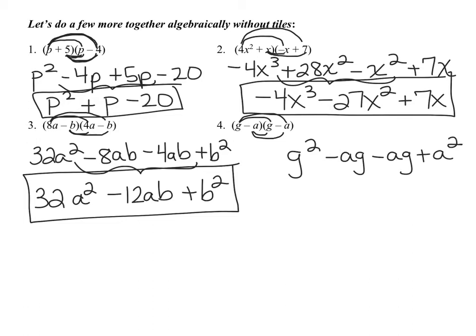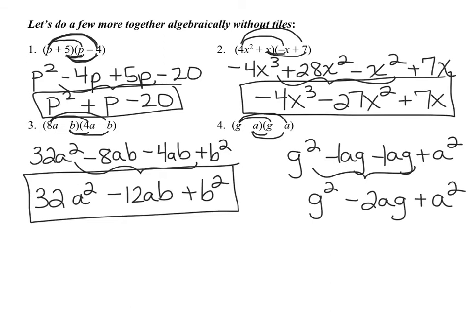Now the two middle terms, whether or not you wrote them ga or ag, they're like terms. Remember, those have coefficients of negative 1. So negative 1ag minus 1ag is negative 2ag. So my answer here is g squared minus 2ag plus a squared.